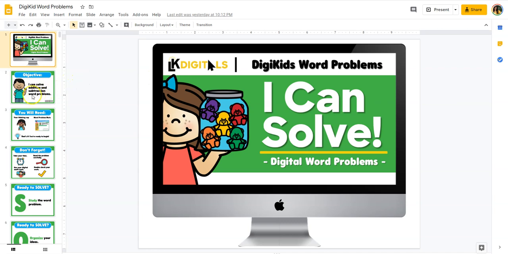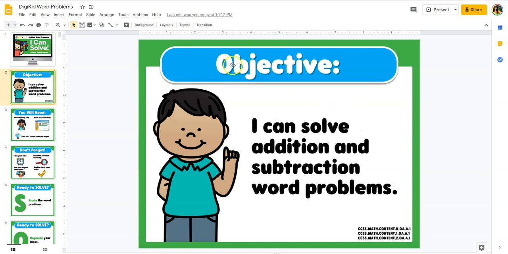All right, so let's go ahead and read our objective and see what we're going to do today. The objective says, I can solve addition and subtraction word problems. Let's read it one more time. I can solve addition and subtraction word problems. So today you're going to be doing some adding and subtracting, and you're going to be reading some word problems. So some of them might be a little bit tricky. You might have to read the problem in order to determine, are you adding or are you subtracting?